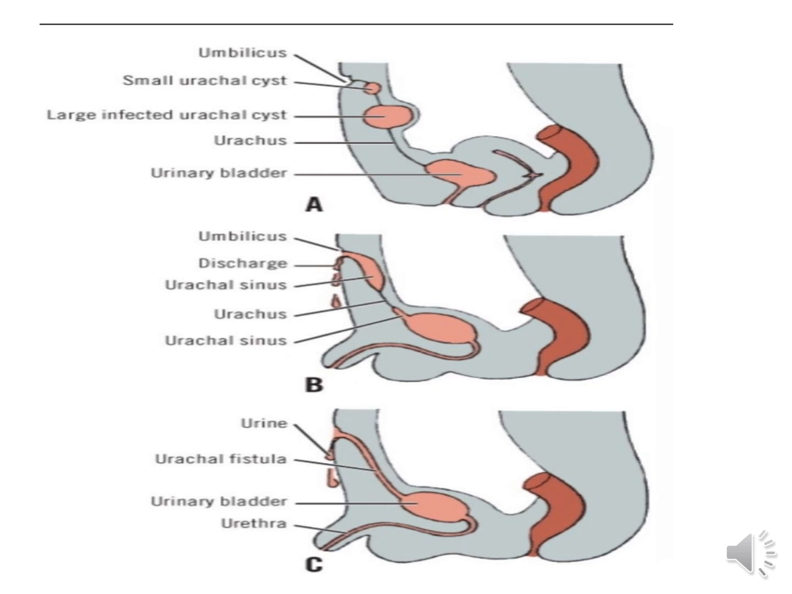The third, we have urachal fistula. Here the communication between the bladder and the umbilicus is patent. Even these patients will have discharging urine.